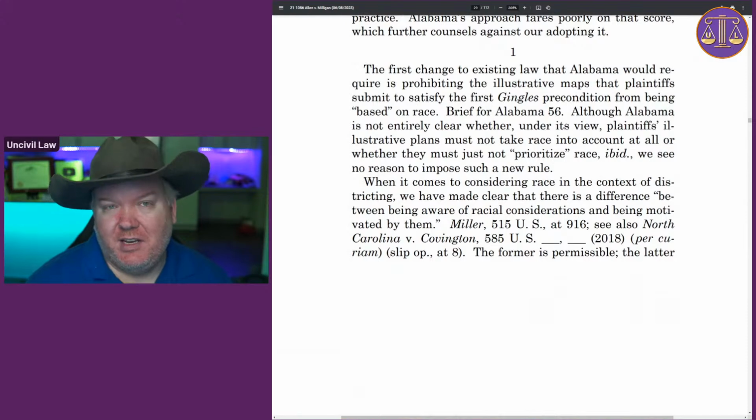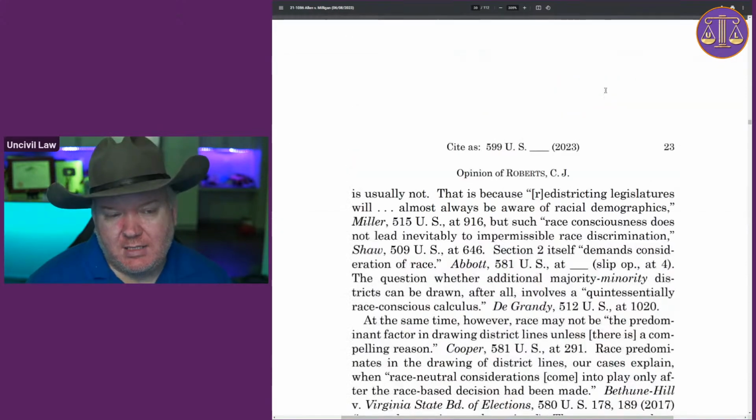That's pretty thin, slice, but that's what we're doing. The former is permissible, the latter is not.